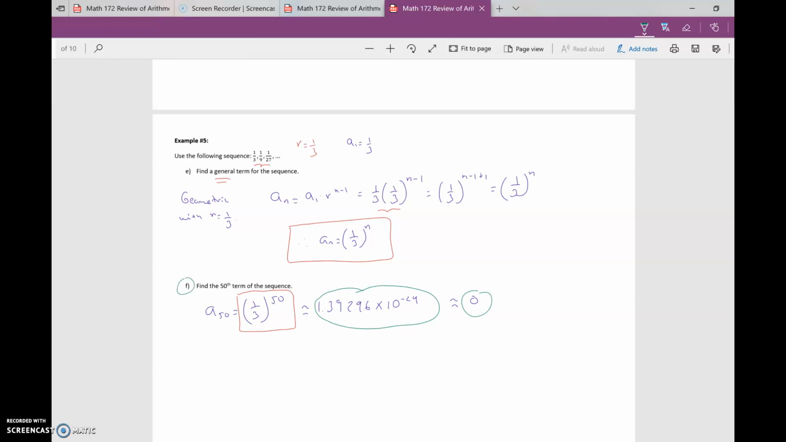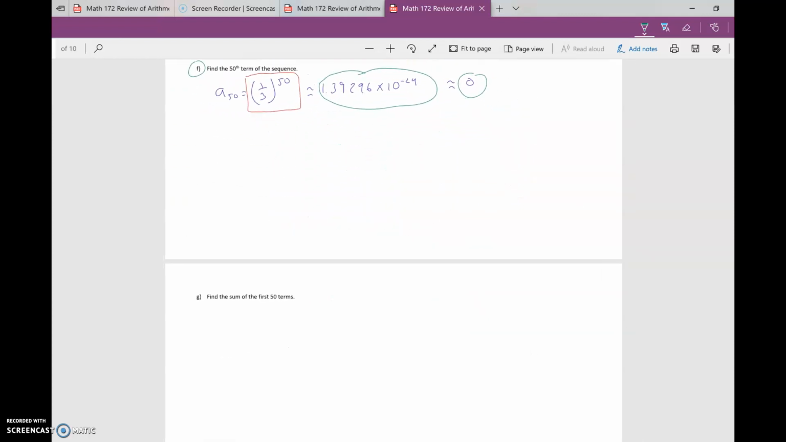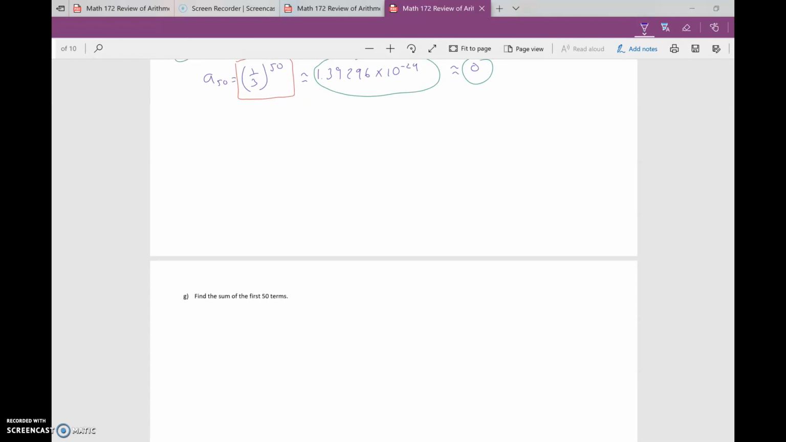Oh, I apologize for that. The letters, the word use the automatic feature. That should be A and B. Okay, let's take a look at part G. And this is the sum of the first 50 terms. So we're looking at Sn, and Sn is messy here.